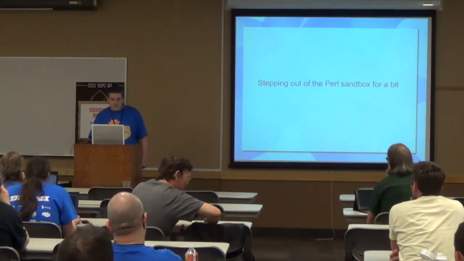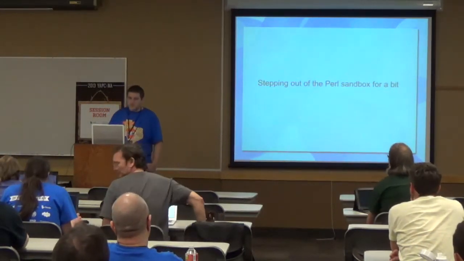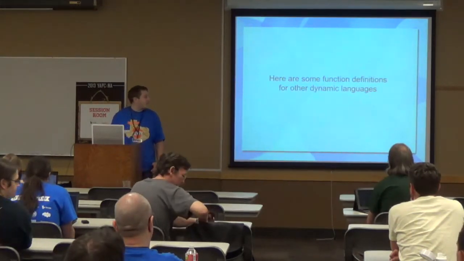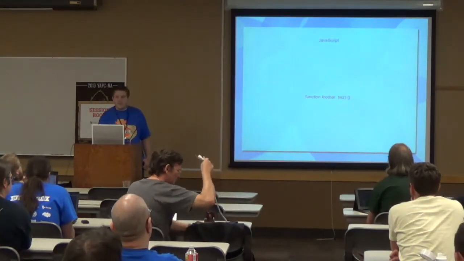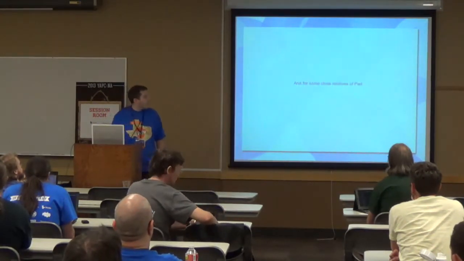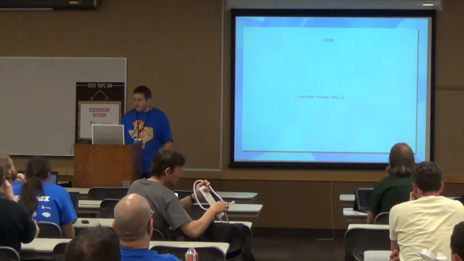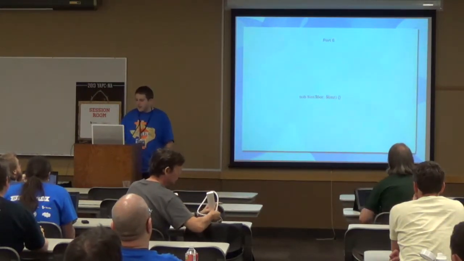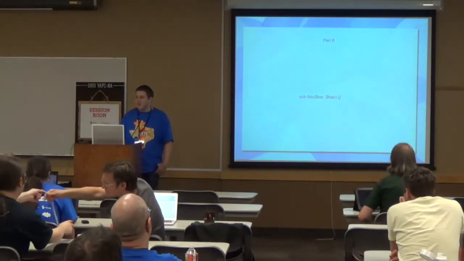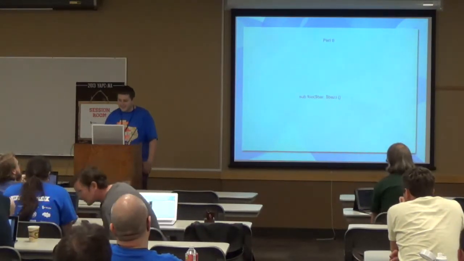So, stepping out of the Perl sandbox for a bit, which we've covered. So, function definitions for other languages. I don't need to make these big, we all know. Everything else has it. And for some close relatives of Perl, like awk, which we inherited from, they had it. Perl 6, they have it. And I don't know any more about Perl 6 signatures than this, so I wasn't going to touch it.